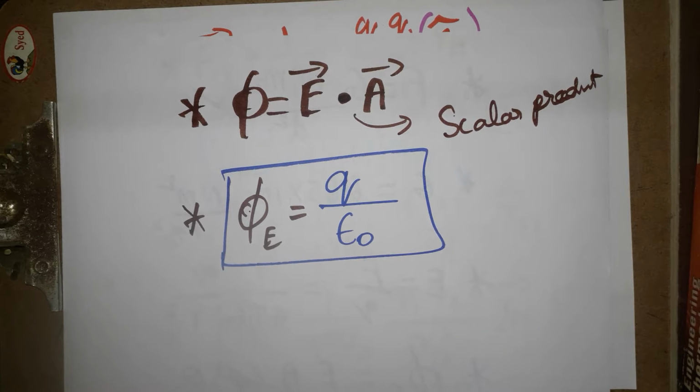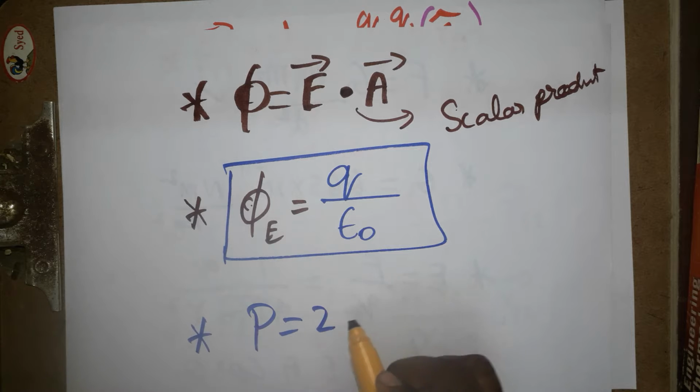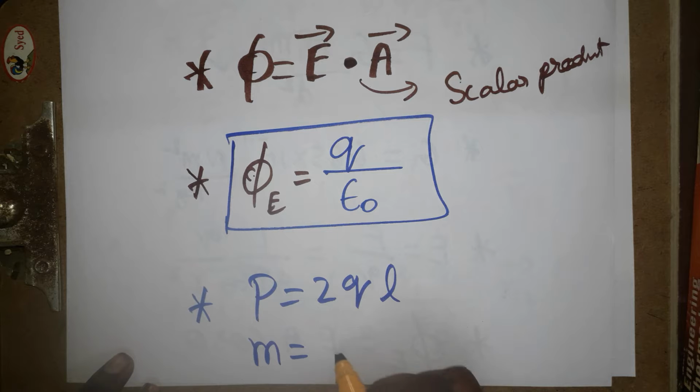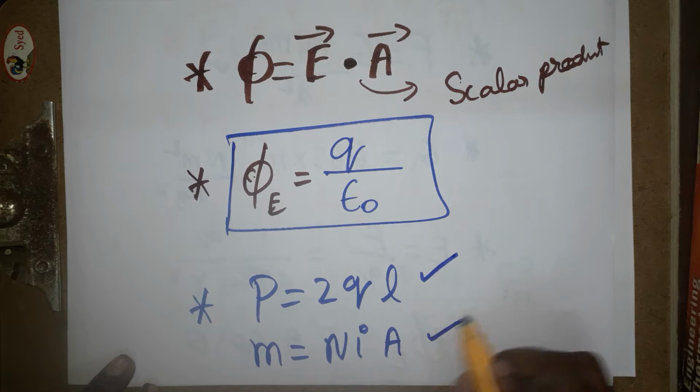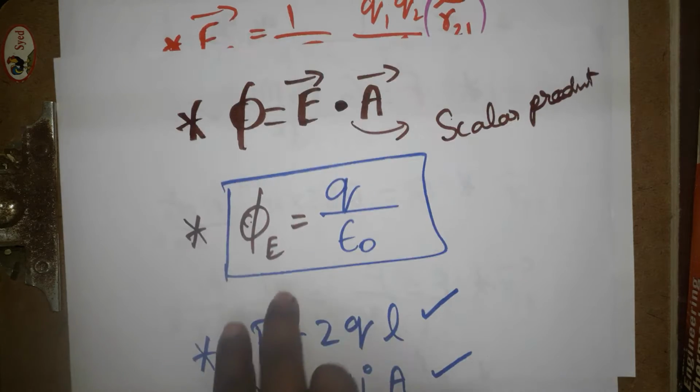Another formula, electric dipole moment p is equal to 2ql. Same if you want magnetic dipole moment, which is going to be n I a. It is called electric dipole moment, it is called magnetic dipole moment. Both the formulas you require to do for chapter 1. Okay, next one.